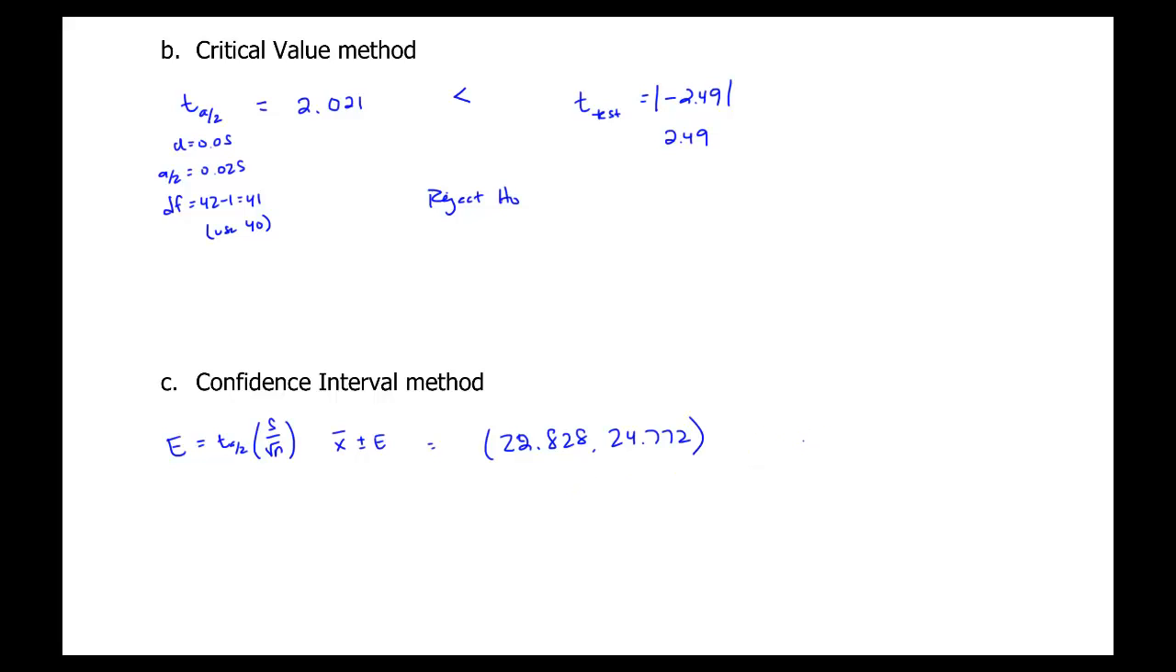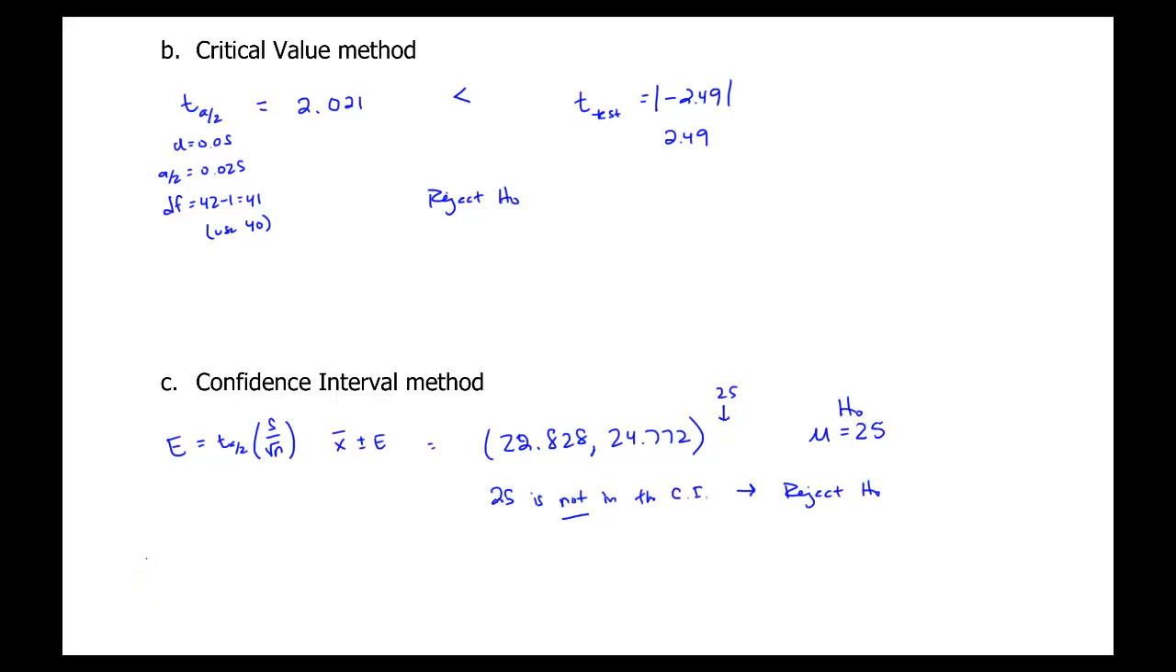And again, what we're doing is looking to see if the population mean from the null hypothesis is in this interval or not. So 25 is not in this interval. It would be over here somewhere. So if the claimed value is not in the confidence interval, your conclusion should be to reject the null hypothesis. So all three methods give us the same conclusion, reject the null hypothesis.